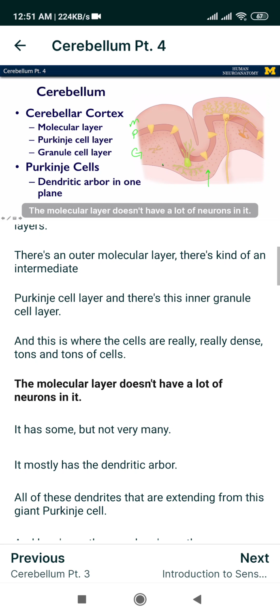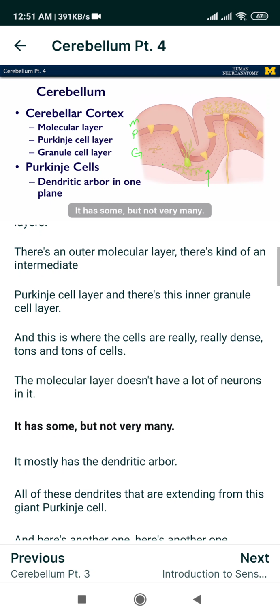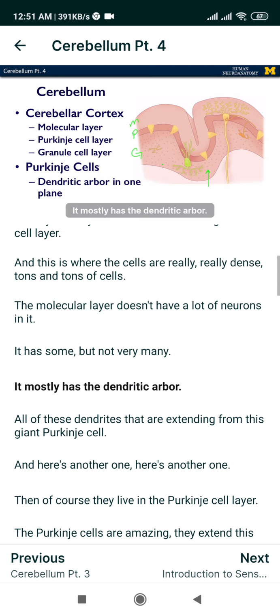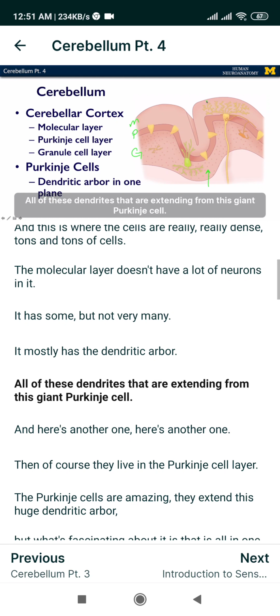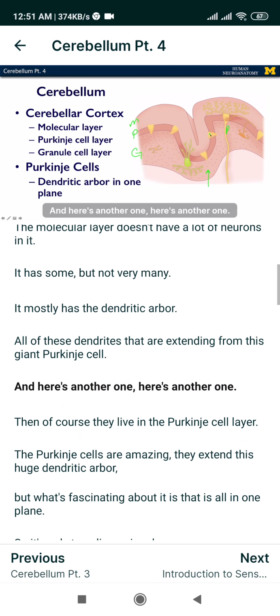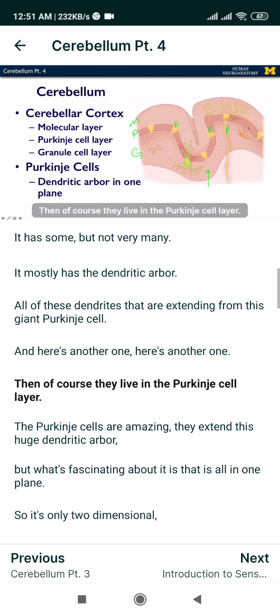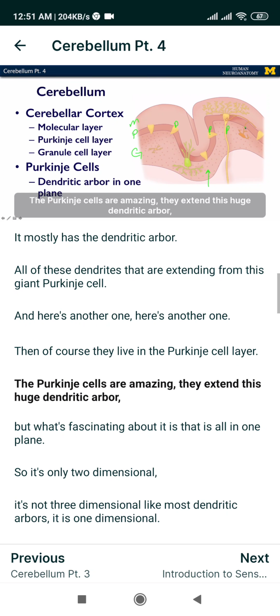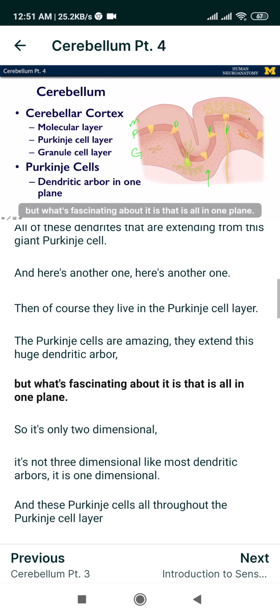The molecular layer doesn't have a lot of neurons in it. It has some, but not very many. It mostly has the dendritic arbor, all of these dendrites that are extending from this giant Purkinje cell. And here's another one. And here's another one. Then, of course, they live in the Purkinje cell layer. The Purkinje cells are amazing.